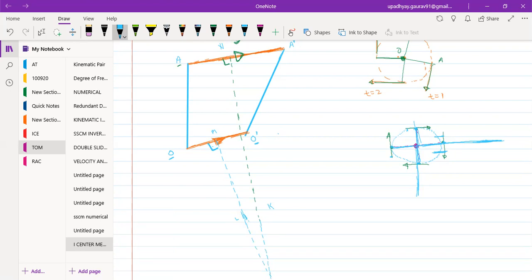At some location, both lines will be intersecting each other. Yes or not? And this will be the I center. Now what will I see from this I center? Can anyone tell me?